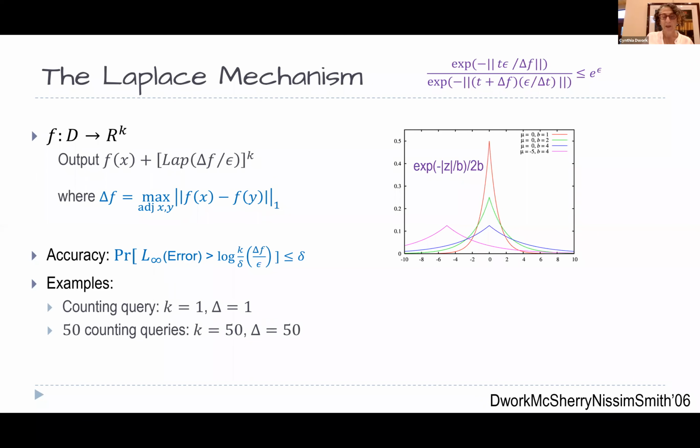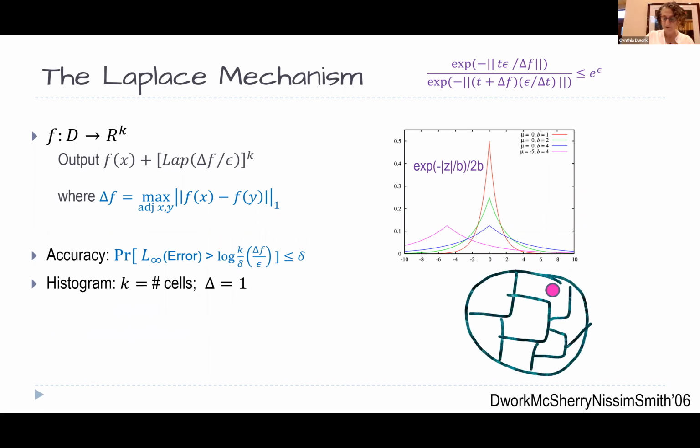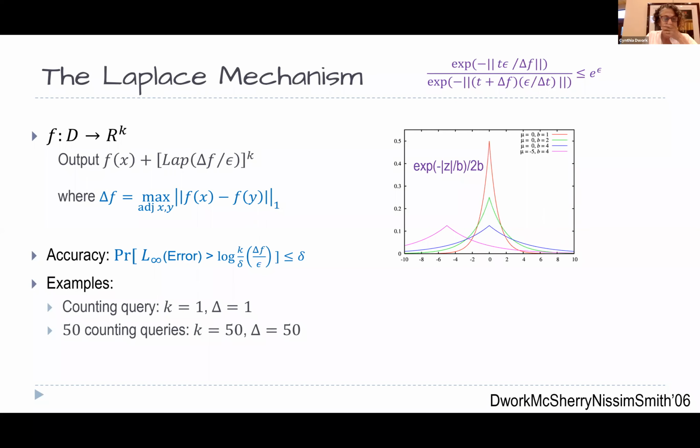Okay. So for example, suppose we're asking counting queries, which is something we're going to be talking about for the rest of this lecture. How many people in the database like to eat muffins? The presence or absence of one person can change the answer to that query by at most 1. So the sensitivity is 1, and the dimension of the output is 1. It's just a real number. What about if I asked 50 counting queries, 50 arbitrary counting queries? How many people like to play the violin? How many people like pasta? How many people like pizza? And so on. One person might change the answer to all of those 50 queries. So the dimensionality is 50, and the sensitivity is 50.